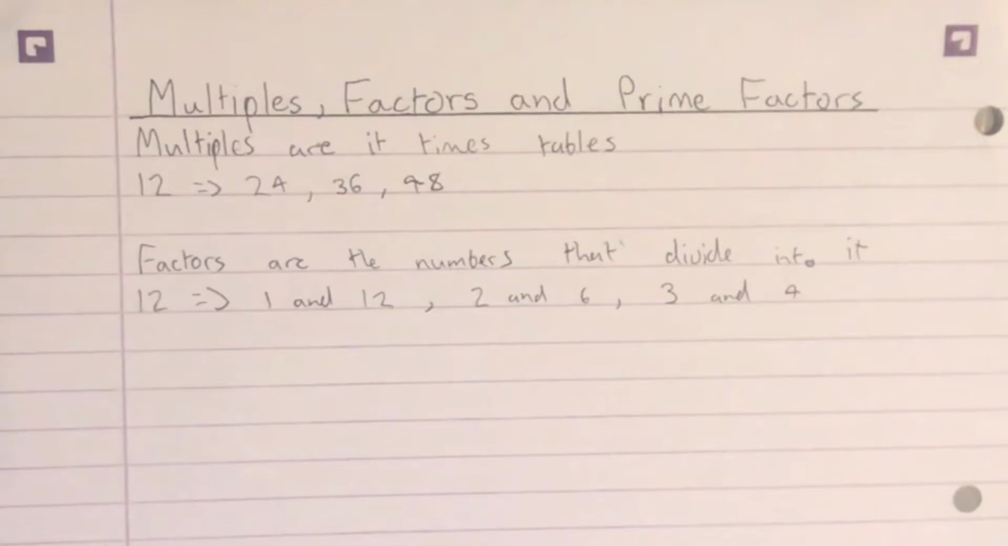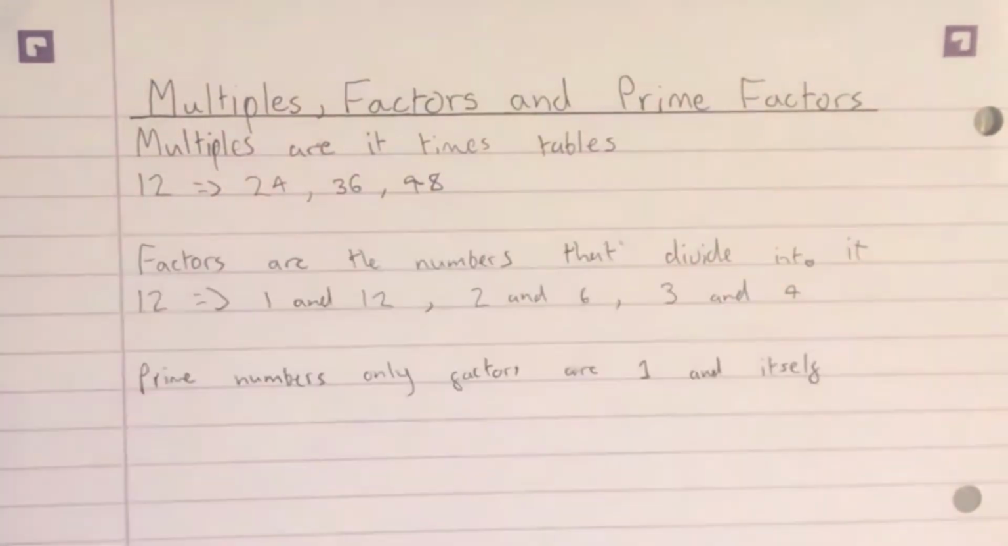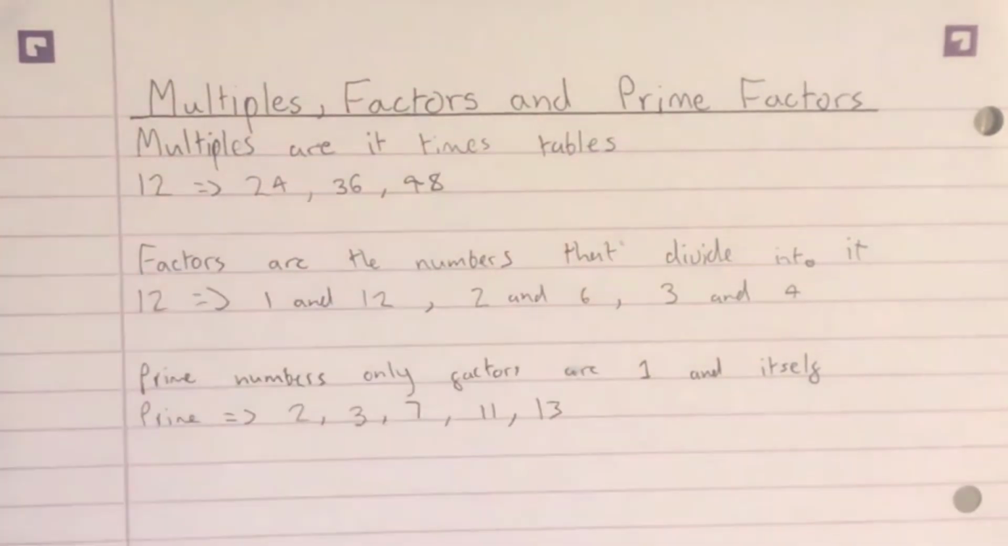Next, you need to know what a prime number is. This is pretty simple. This is a number that has only 1 and itself as factors. So numbers like 2, 3, 7, 11 and 13 would all be prime.